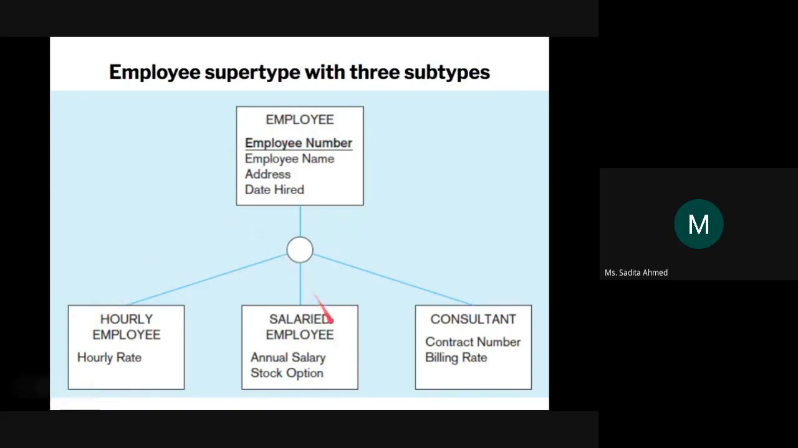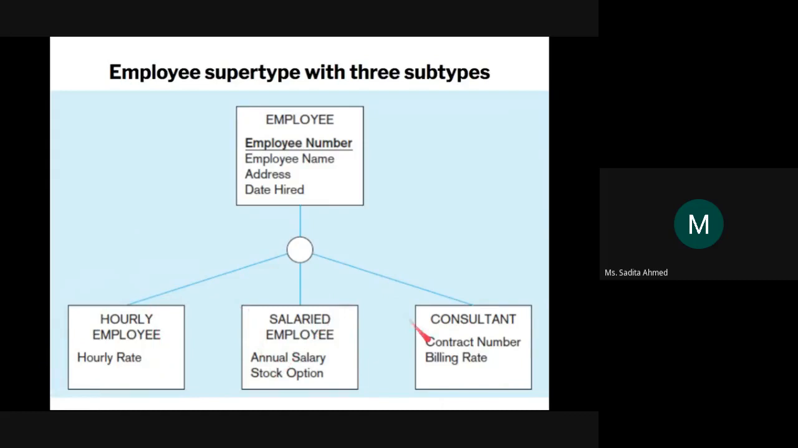But hourly employee, salaried employee, consultant, contract consultant, why don't they have a primary key? Because of attribute inheritance. Remember that the subtypes will automatically inherit everything from the supertype. So hourly employee, this specific data object, automatically inherits all of these things from the employee, right? Salaried employee also inherits these things from the employee. That's why employee number, employee name, address, date hired, these attributes are not listed individually among these subtypes.